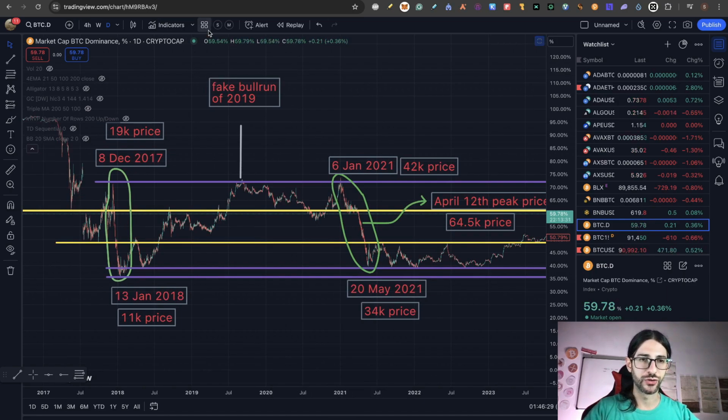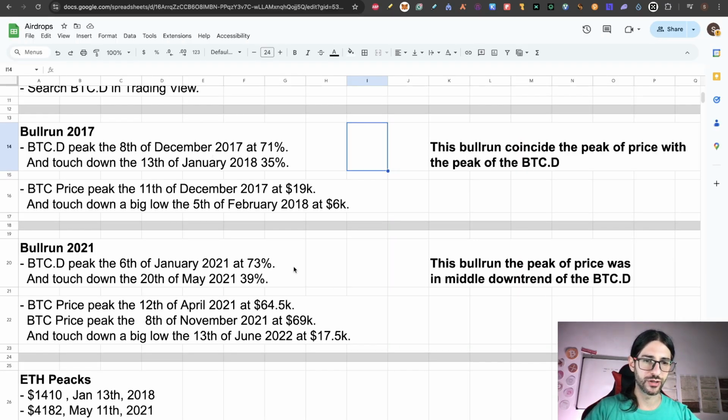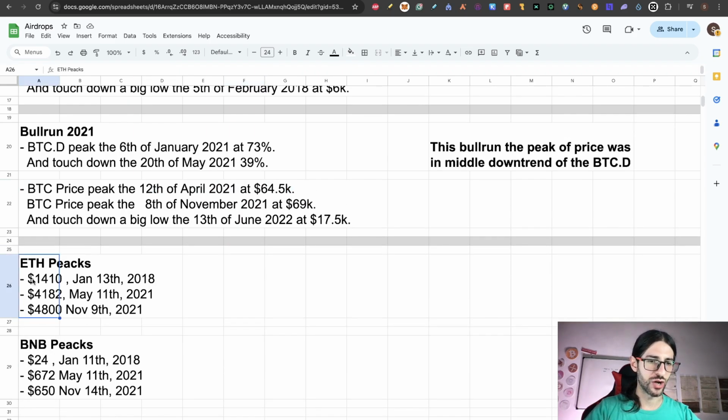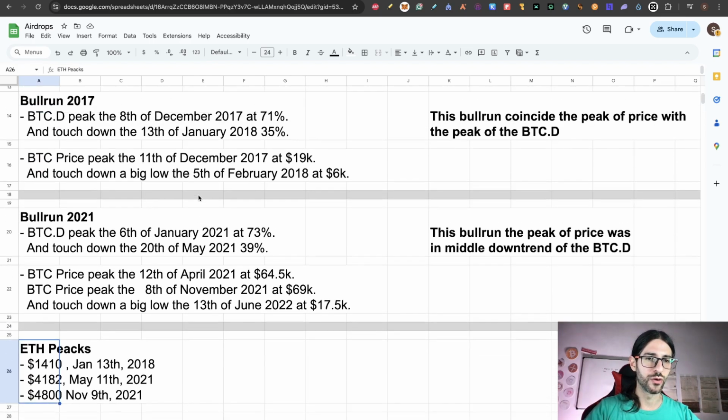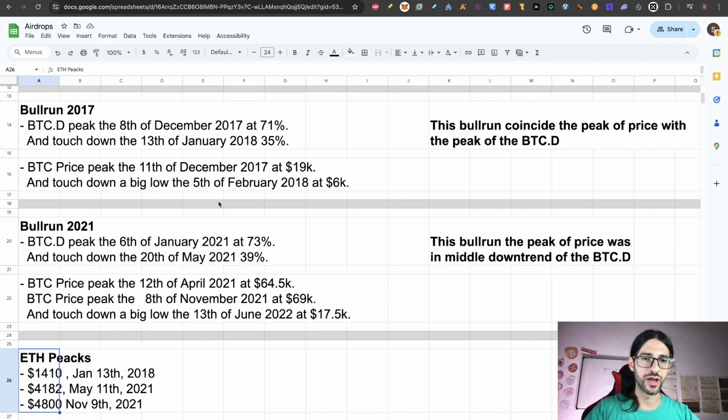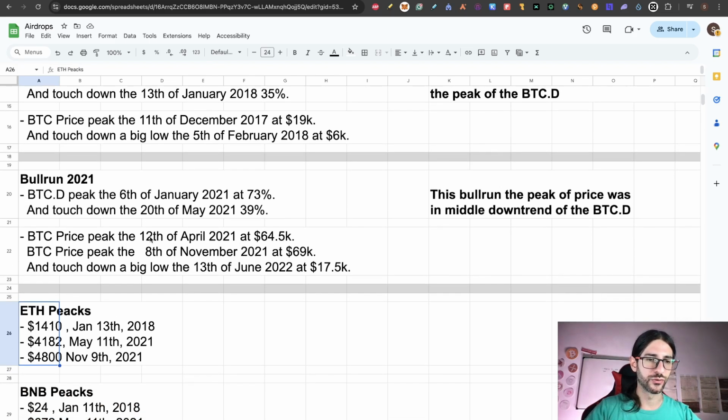But what about the altcoin season? It's very important to see this because, like I mentioned, Bitcoin topped at 19k on the 11th of December. And if you check most of the major altcoins at that point, they peaked on January 13 of 2018 in the case of Ethereum, and for BNB it was January 11. So most of the altcoins peaked 1 month after Bitcoin topped, and that is usually the case with all the different altcoins. And if we check the bull run of 2021, we are going to see the same pattern.